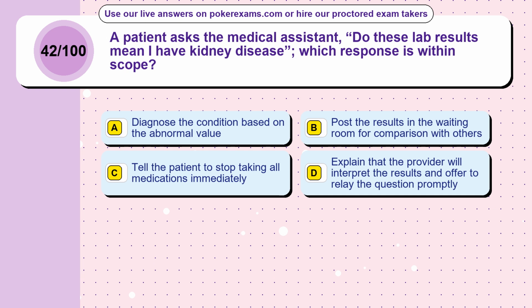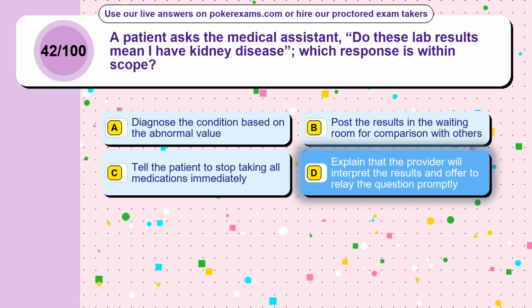Question 42. A patient asks the medical assistant, "Do these lab results mean I have kidney disease?" Which response is within scope? Option A. Diagnose the condition based on the abnormal value. Option B. Post the results in the waiting room for comparison with others. Option C. Tell the patient to stop taking all medications immediately. Option D. Explain that the provider will interpret the results and offer to relay the question promptly.